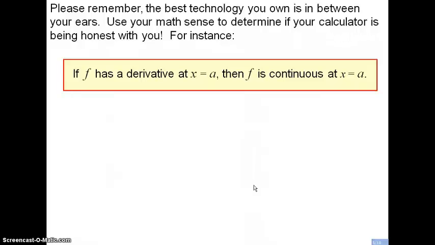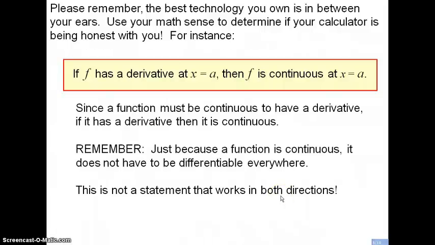We know that if f has a derivative at x equal a, we know f is continuous at x equal a. These are the things that we know. Since a function must be continuous to have a derivative, if it actually has a derivative, then it's continuous. But remember, just because a function is continuous does not mean it has to be differentiable everywhere. I just showed you 4 cases where that wasn't the case. Or 3 out of the 4 anyway were continuous, but weren't differentiable everywhere.